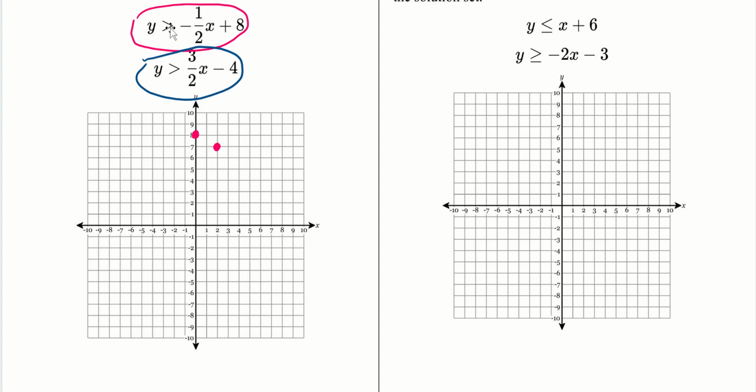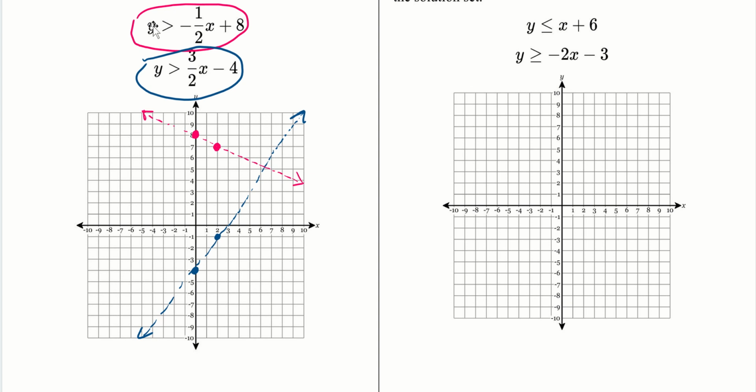Because it's just y is greater than, I'm going to use a dashed line. The second one, y is greater than 3/2 x minus 4. So my y-intercept is at -4, and my slope is up 3 over 2. And I'm going to use a dashed line because it's just y is greater than. So we'll go all the way with that.